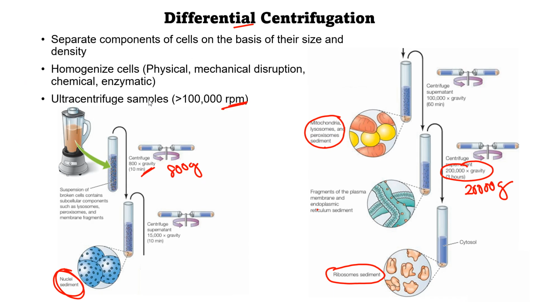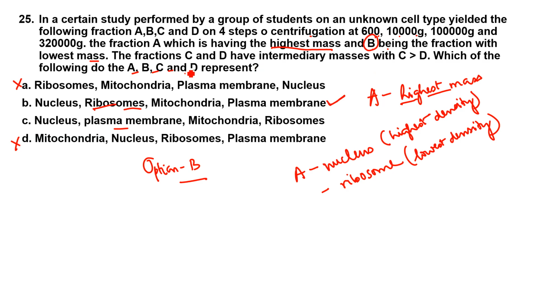If you see this figure also, at 200,000 G my ribosomes are getting sedimented. That is why the lightest, lowest mass will be the ribosome. Then, you do not need to read the further question. Just using this information, you can answer the question. You can read further also.